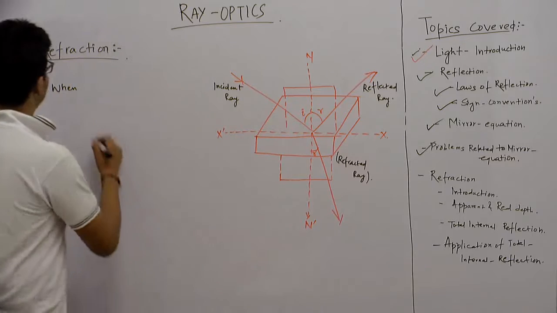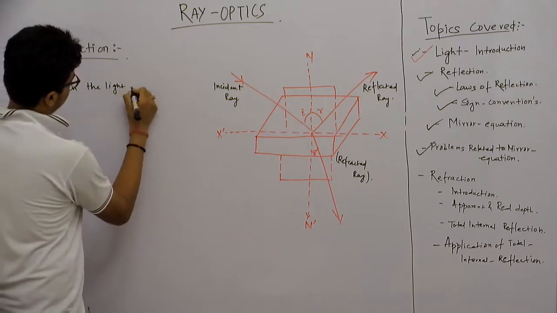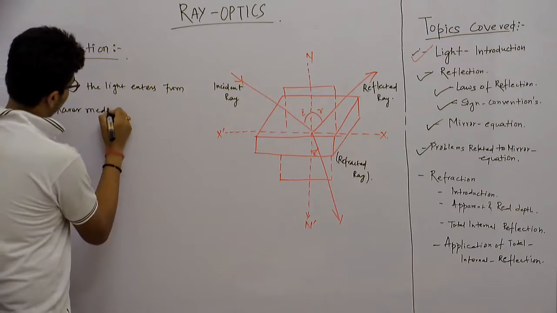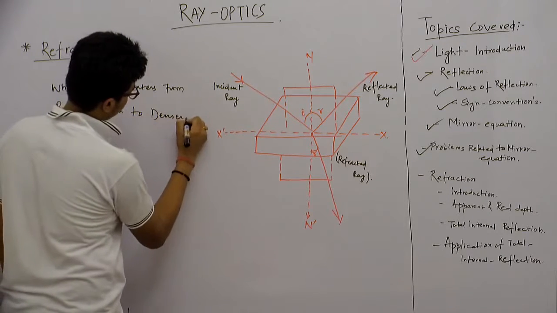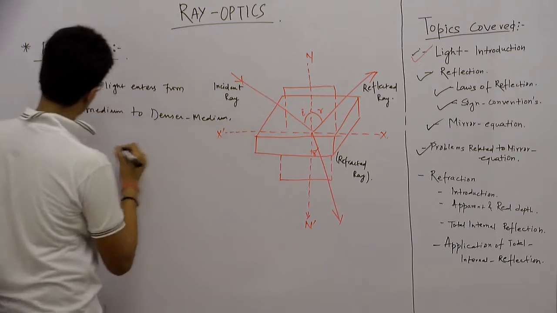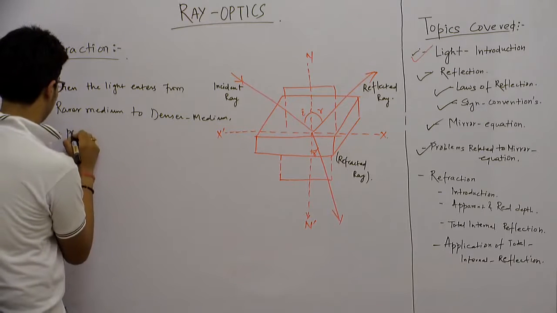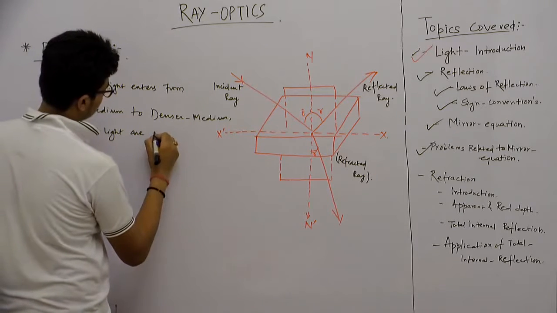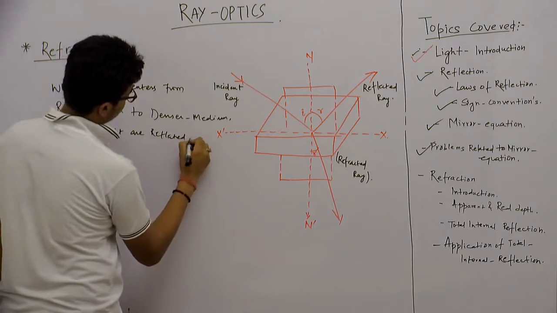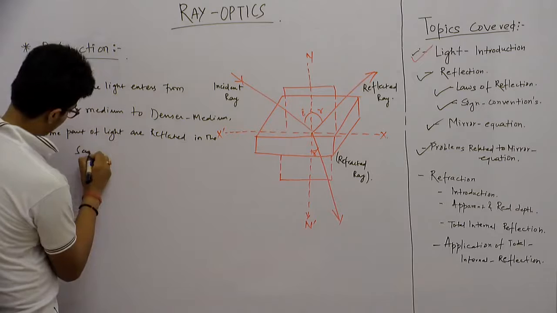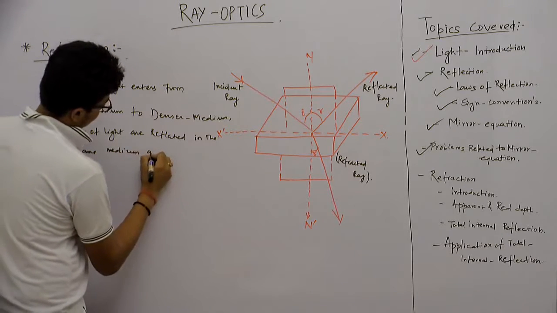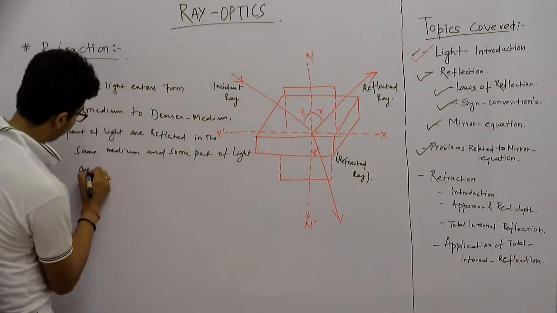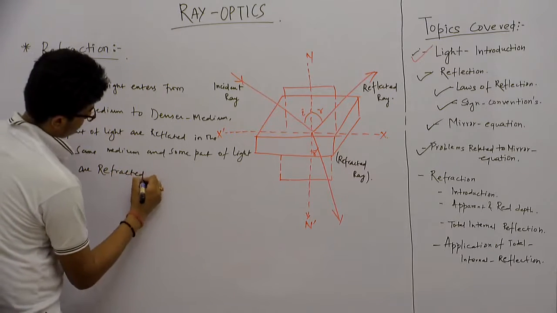Start. So the definition is when the light enters from rarer medium to denser medium, some part of light is reflected in the same medium and some part of light is refracted into the second medium.